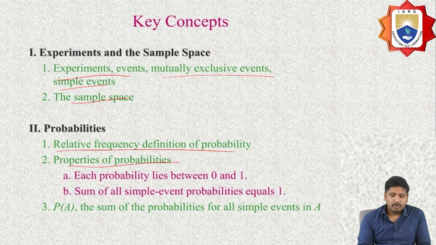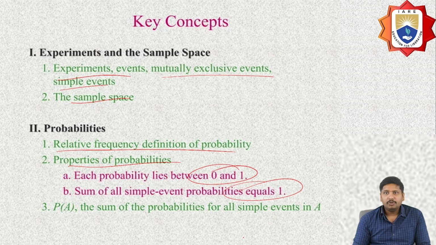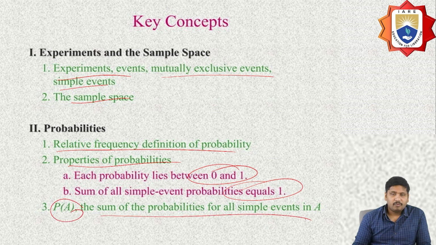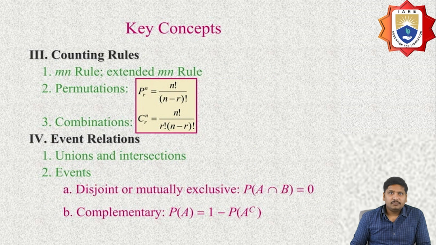Normally the probability should lie between 0 and 1, and the sum of all simple probabilities should be equal to 1 only. The probability of any event is represented as P of A, the sum of the probabilities of all the simple events. And for counting rules, we are going to have permutations and combinations, so these P and R and these N's here.